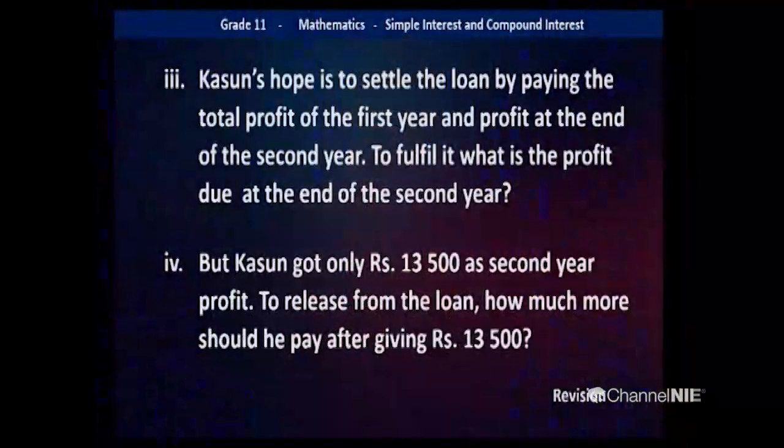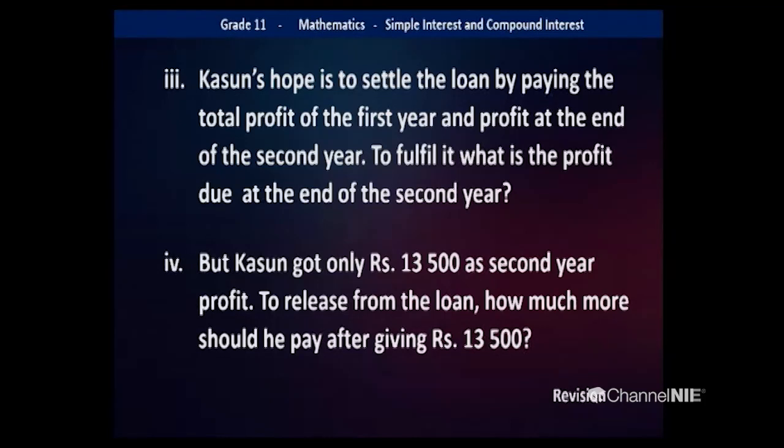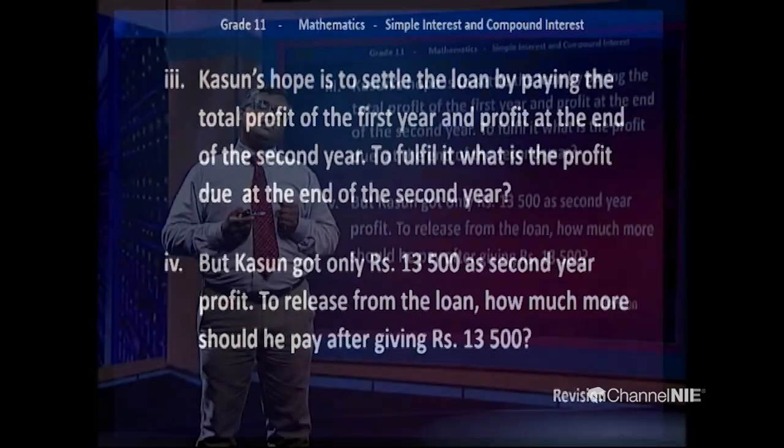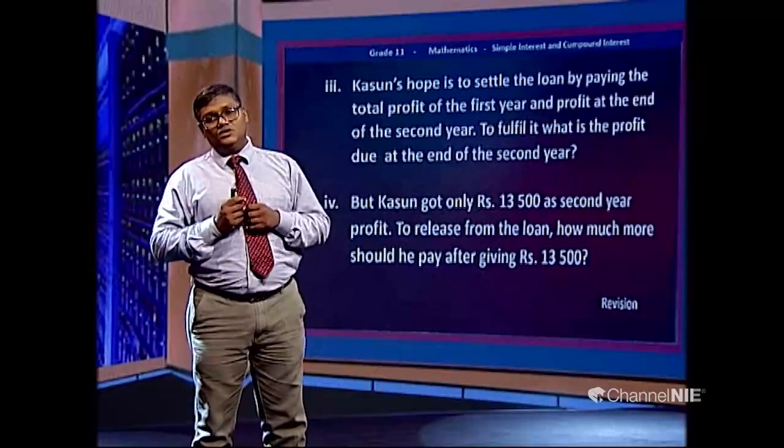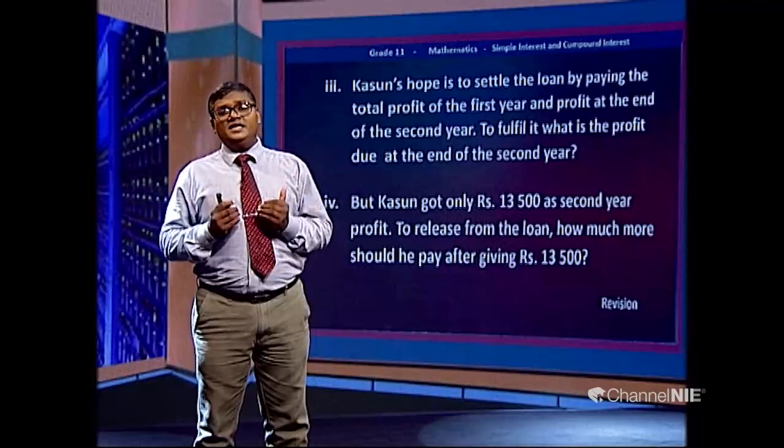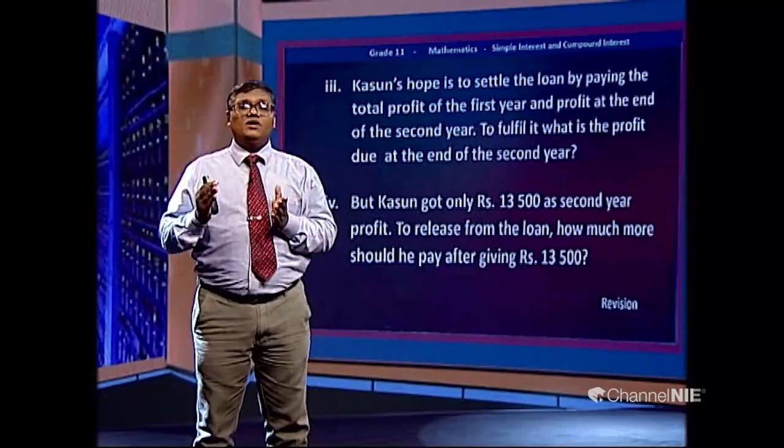Then the fourth part: Kasun gets only 13,500 as second year profit. To release from the loan, how much more should he pay after giving rupees 13,500? The first year interest is 12,500. In the second year he expected the remaining amount to settle the loan, but they say it is only 13,500. Then they are asking how much more. That means those 2 years' addition is not enough to settle the loan.